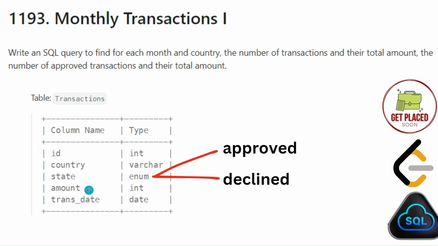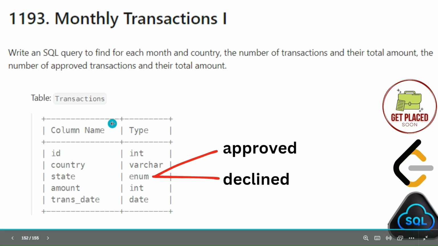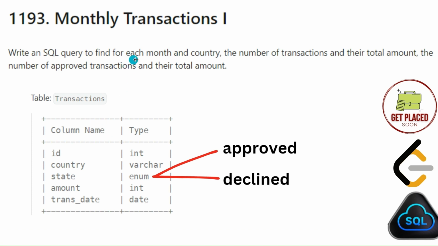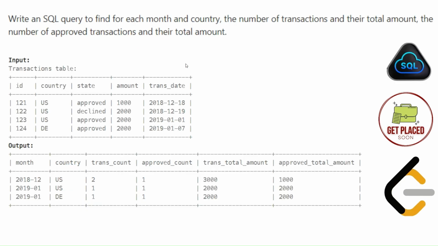Okay, now we have the transaction amount column and the transaction date column. Now from this table, for each and every month and country, we need to find the number of transactions, their total amount, the number of approved transactions and their total amount. Okay, now let's look at an example.